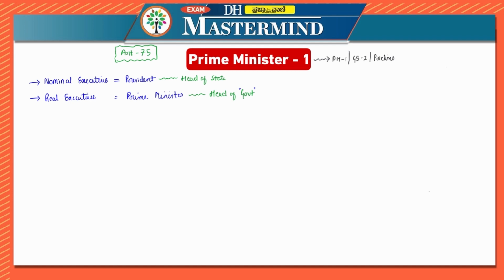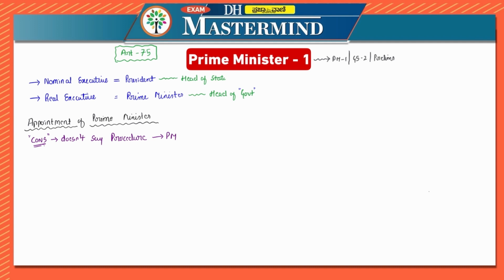Now with this background, let us start with the appointment of Prime Minister. Very important. The important point with respect to the appointment of Prime Minister which you have to remember is that the Constitution doesn't say any specific procedure. There is no specific procedure for the appointment of Prime Minister. Very important. The Constitution doesn't say there is any procedure for the appointment of Prime Minister.